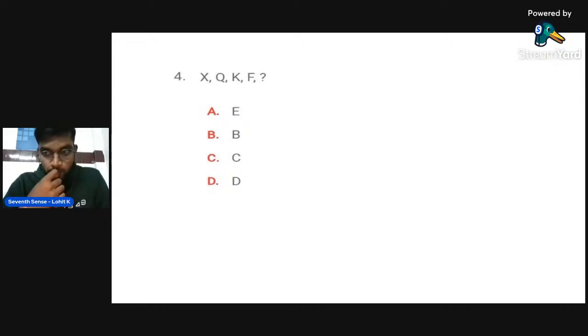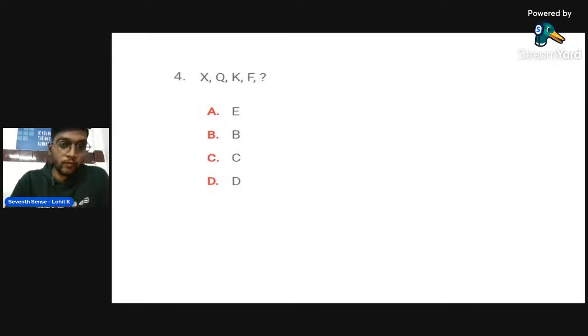Okay, 7, 6, 5, 4. Okay, you are going in the reverse order. Okay, so what is x here? What is the value of x? X is 24, right? So what is q? Q is 17. So 24 to 17 they are going. So what is the number they are using here? What is the difference they are using here?